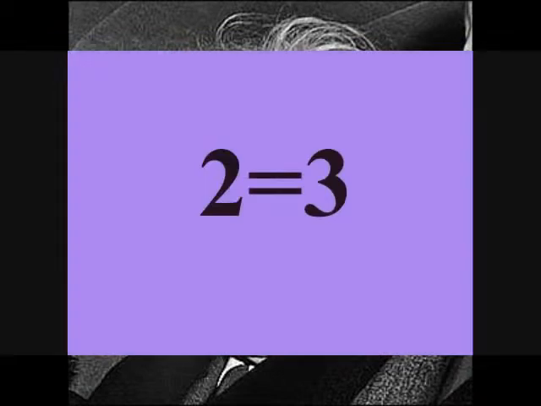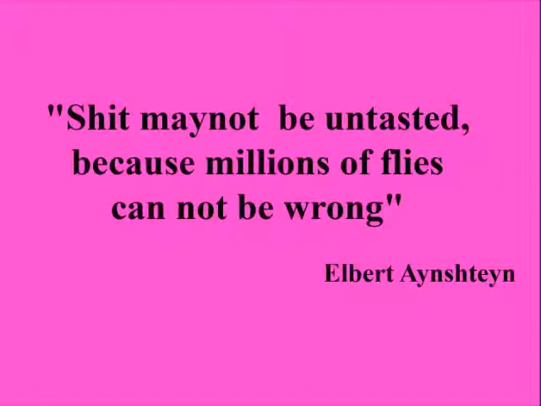Quotes from a lecture of academic Cherepashuk. This is a leaf. This is the two-dimensional model of our three-dimensional world. 2 is 3. Shit may not be untasted because millions of lies cannot be wrong. Albert Einstein.